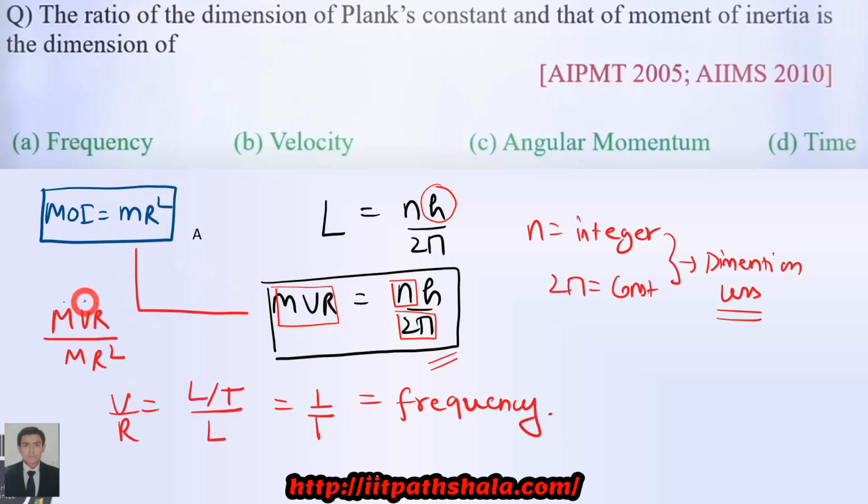Okay, then I'll be landing up with the following ratio v by r. Then you have to replace v by r with the dimensional entities. V is nothing but the distance upon time, and distance is represented by L, time is represented by T. R is nothing but the radius, and it can be replaced by the length dimension itself, giving me the resultant dimension of 1 by T, which is nothing but the frequency. So my option A is the correct option.